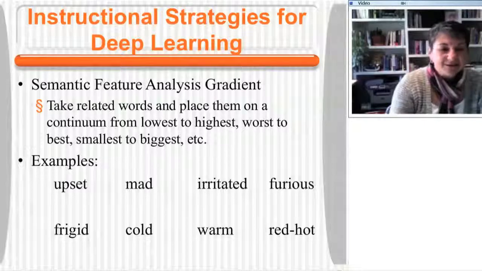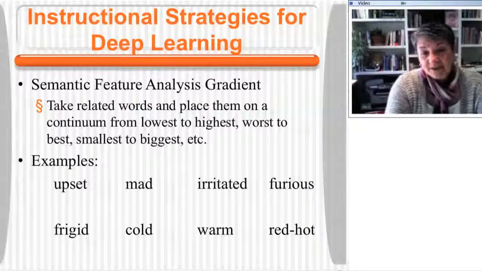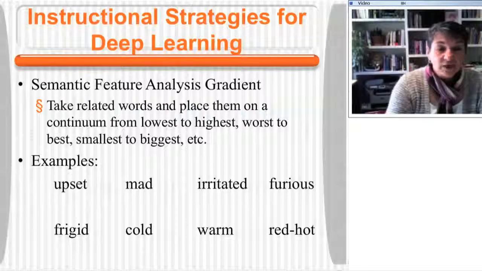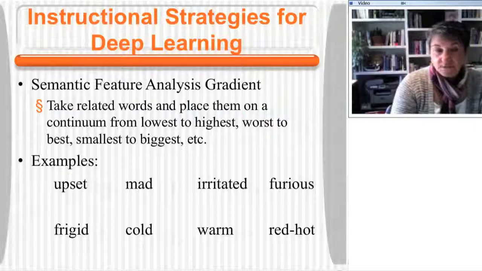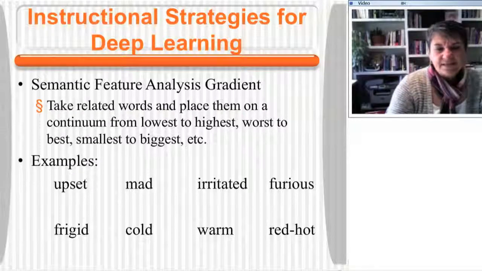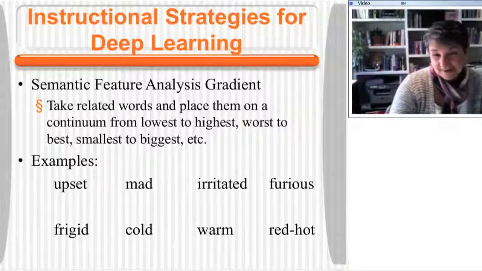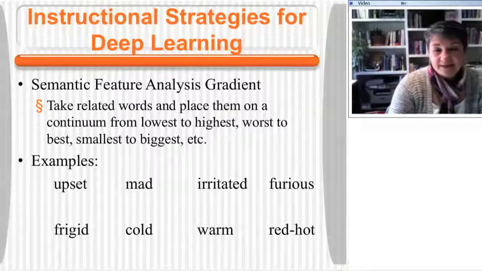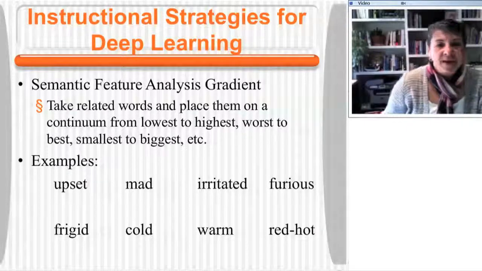Next group, frigid, cold, warm, and red hot. Okay, this is something else that works very well with students because they have a lot of fun doing it, and they also really like having a discussion. Someone said to me that they thought that upset was worse than mad, and in my grid, on my gradient, I put upset first and then mad. Someone else had mad and then upset, and then we have a discussion about mad and upset, which is really worse. Okay, so that's the semantic feature analysis gradient.